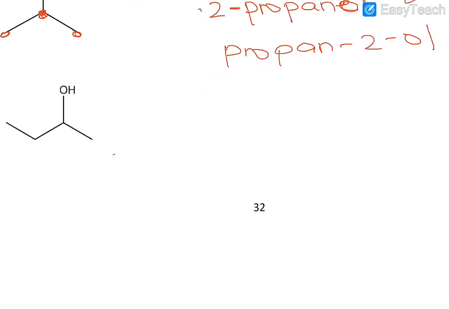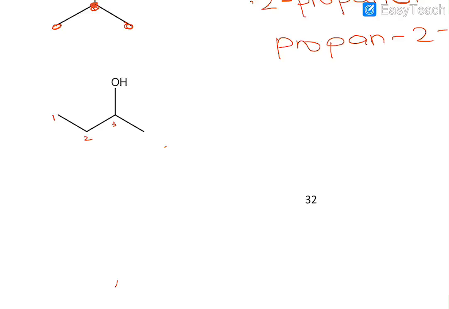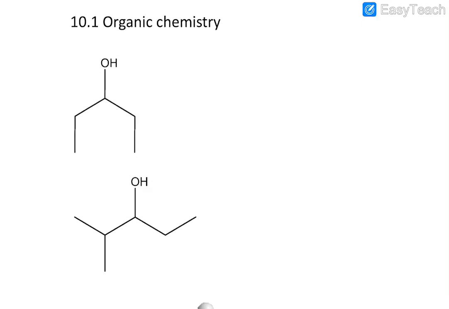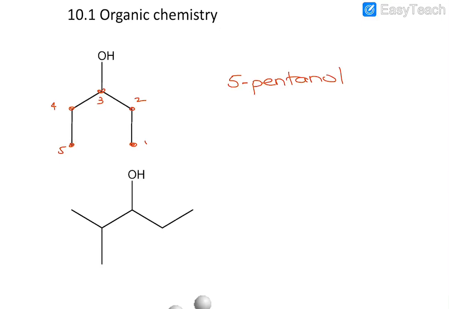It's the same thing. Okay, here you have 1, 2, 3, 4, but as you can see here, if I use this numbering, OH will get the number 3, so it's going to be too high. So I'll start numbering 1, 2, 3, 4 like this. So this is butane, so the butane chain, so butanol, so 2-butanol. Here I have 1, 2, 3, 4, 5, or 1, 2, 3, 4, 5. So either way I count, the OH will still be on carbon number 3. So this is pentanol, so 3-pentanol. Don't forget the hyphen.